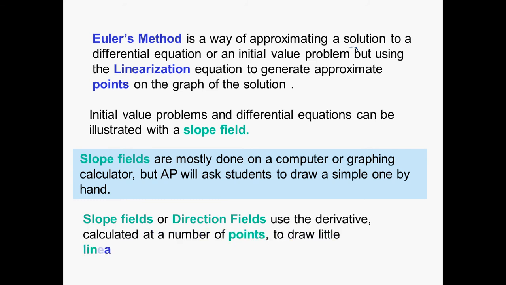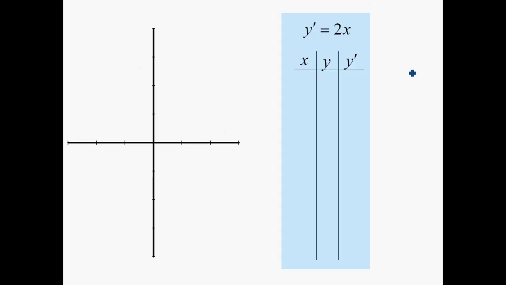So it does use the derivative because you're given a differential equation, the assumption being that you can't or don't want to take the time to solve a complicated differential equation. But we use a number of points, not just the initial condition, and we draw little lines. They're cute. I'll show you what I mean by that. Alright, so just watch this.